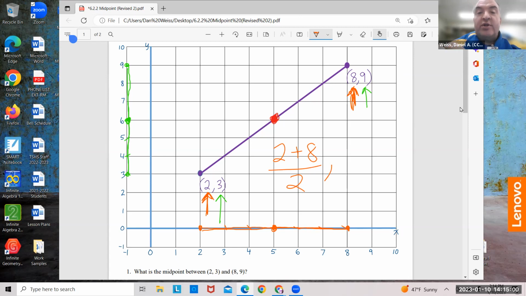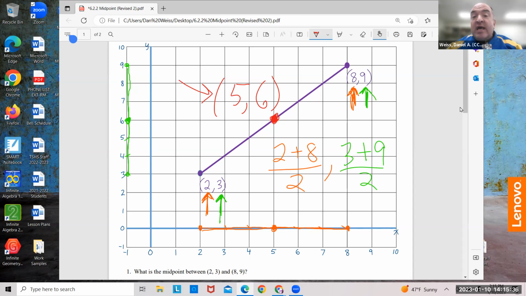And then what you're going to do, of course, is you're going to take this 3 and this 9, right? 3 plus 9 and divide those by 2. Okay. So 2 plus 8 is 10. 10 divided by 2 is 5. 3 plus 9 is 12. 12 divided by 2 is 6. And that is your answer, 5, 6.